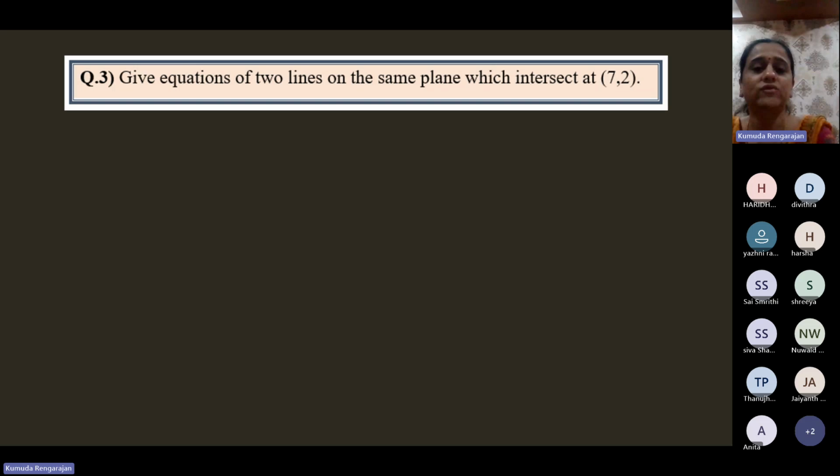Give equations of two lines on the same plane which intersect at (7, 2). That means you'll have to give equations of two lines that have (7, 2) as a solution. You'll have to write equations of two lines.